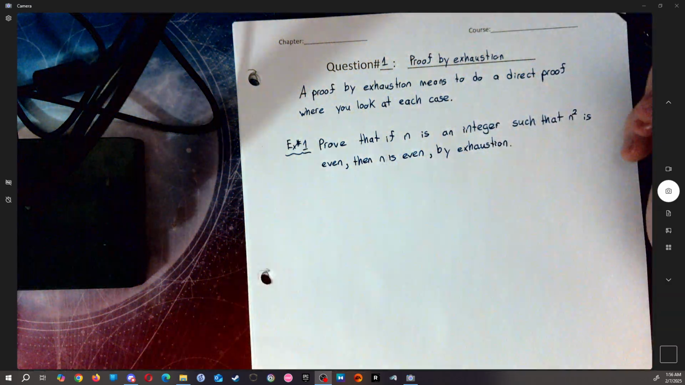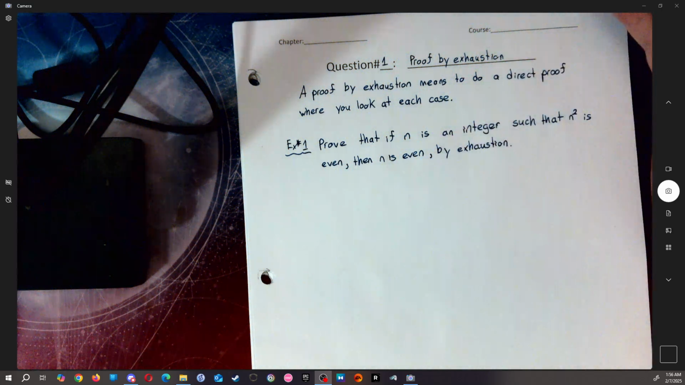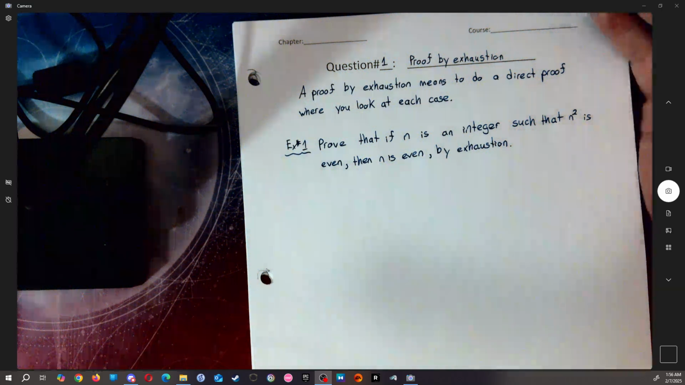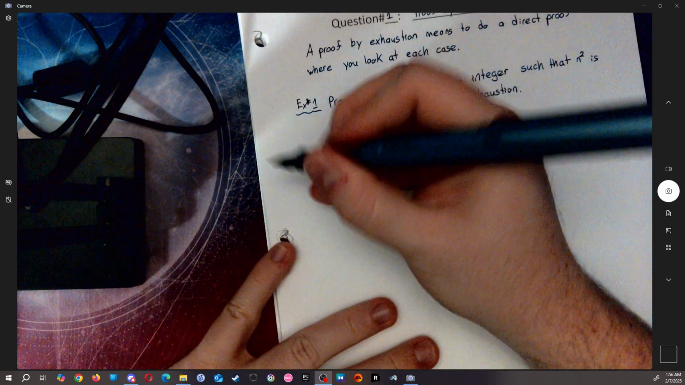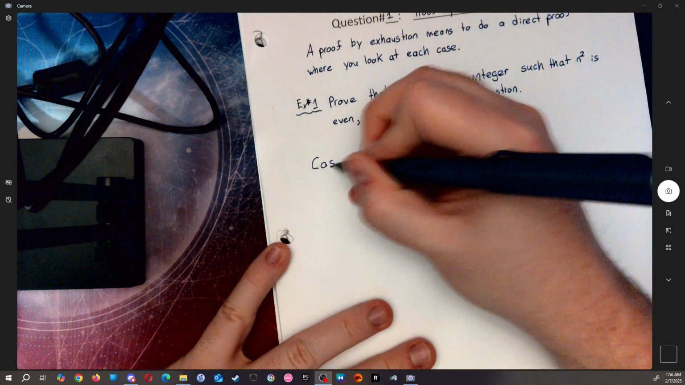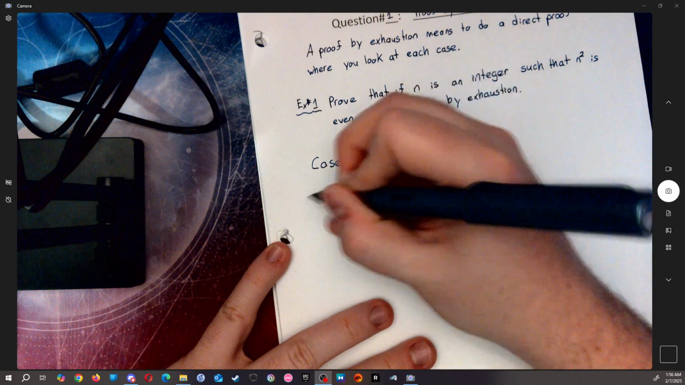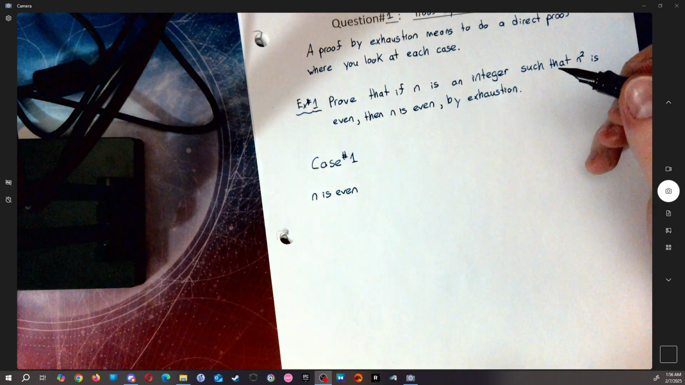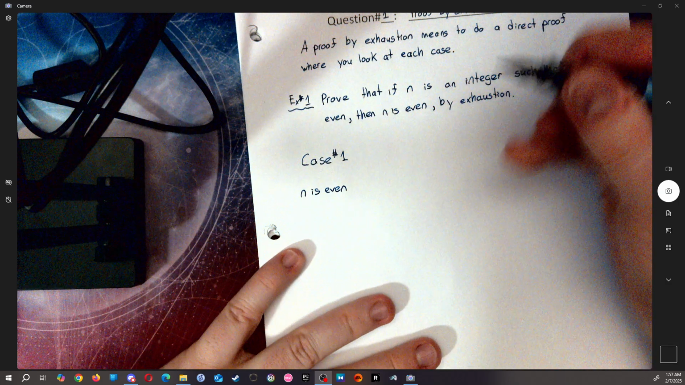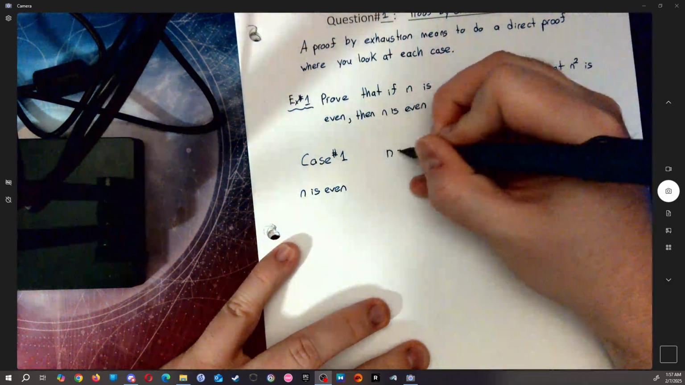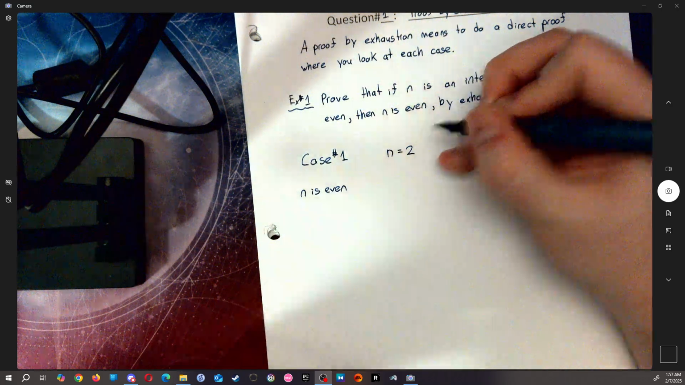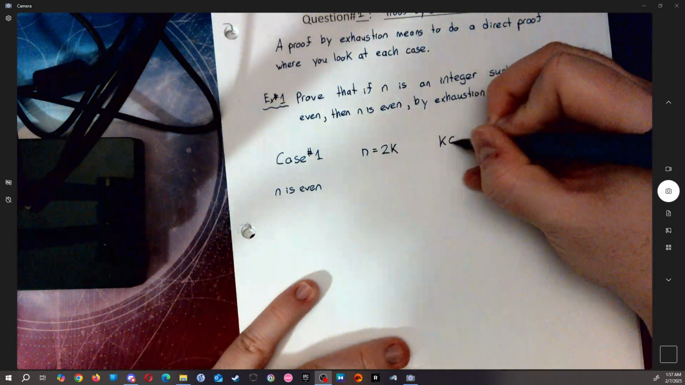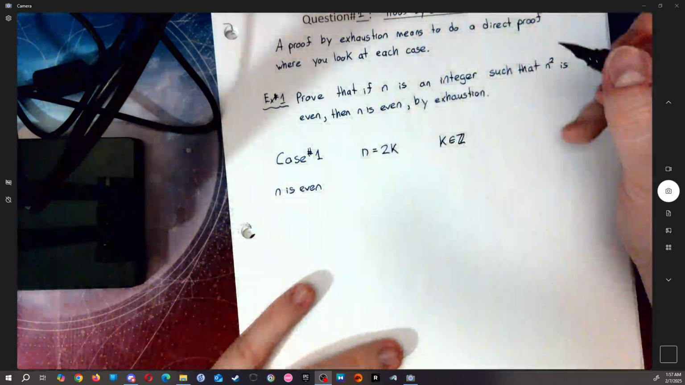So a question like this is very practical to do by exhaustion because even though we're looking at every single case, there's only two cases we actually need to look at, so it's not a big deal. So case number one is where n is even. And if we're looking at when n is even, then the way we can represent this is just making sure that n is equal to 2k. I'm just going to use k. You can use any variable you want, but k is an element of integers, right?